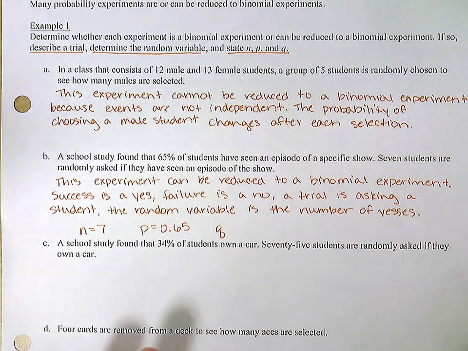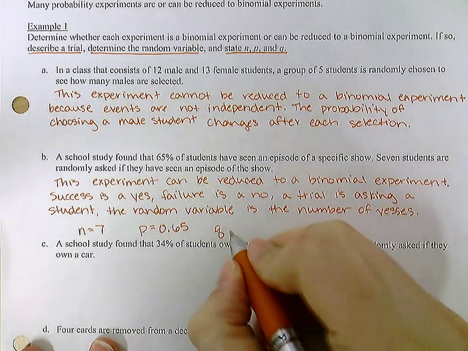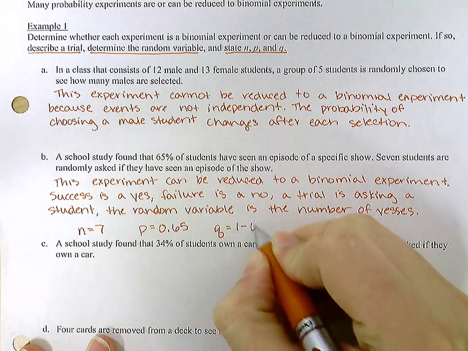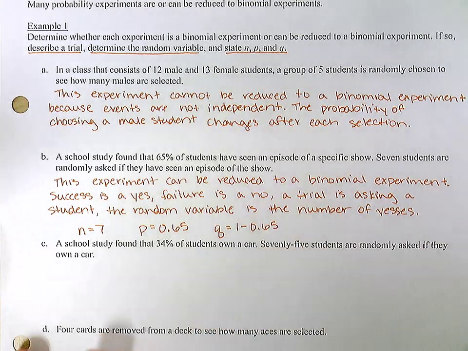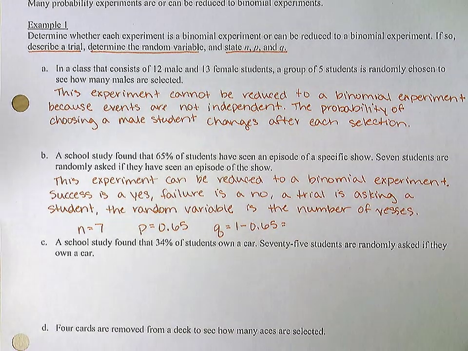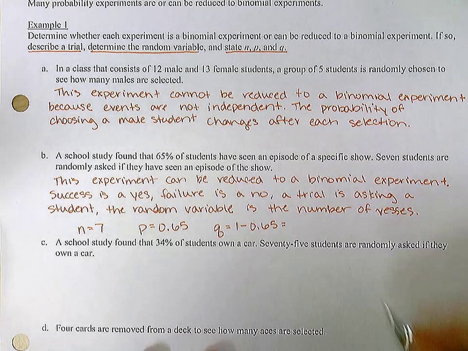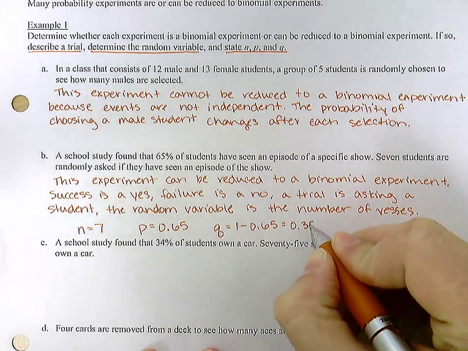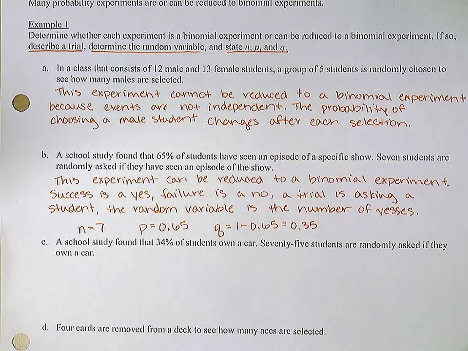The last thing I want to state is Q. So Q is the probability of a failure, so probability of a no. So to get Q, we just take 1 minus our p-value, which is 0.65. Okay, so our Q value will be 0.35.